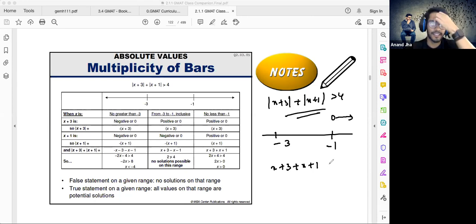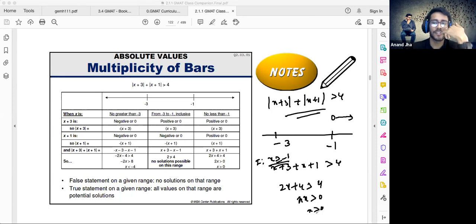Right? I can write like this, correct? I'm considering this. This is my first case. First case is x greater than or equal to -1. Any number greater than -1: 0, 1, 2, both are positive. So 2x plus 4 greater than 4, 2x greater than 0, x greater than 0. This is my first case.